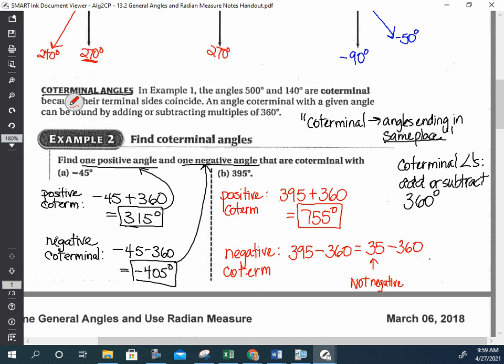Again, if you don't get a negative answer, then you're not done. So if you subtracted 360 and said, okay, I'm done, no, you're not, because it's not a negative answer. So do it again. That's negative 325 degrees. Now you are finished.